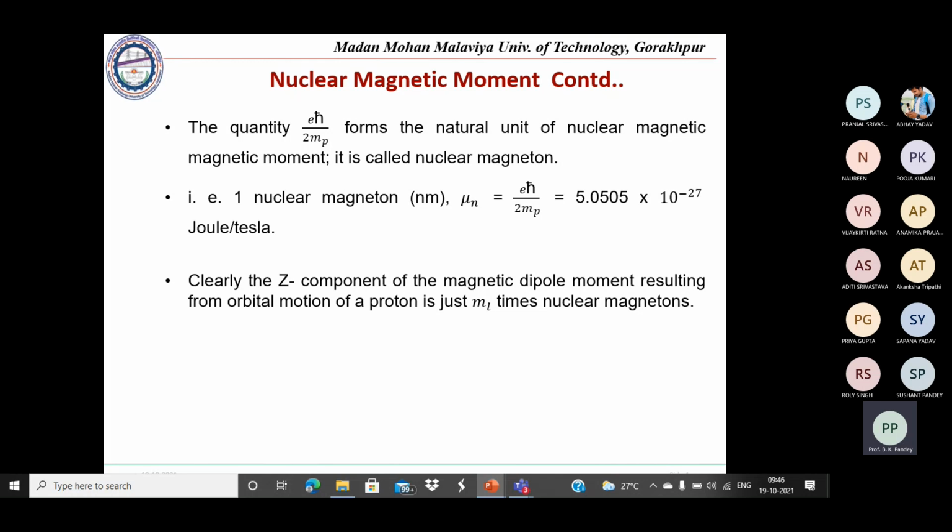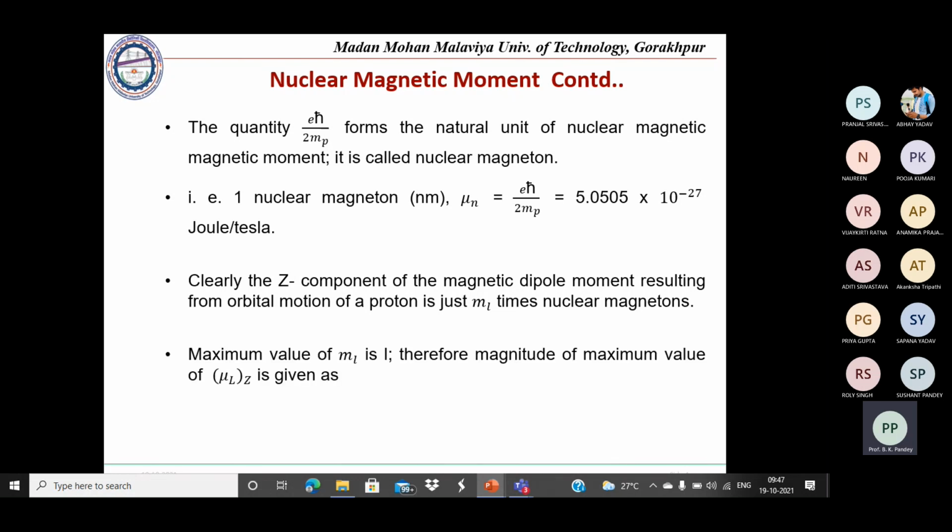Clearly, the Z component of the magnetic dipole moment resulting from the orbital motion of the proton is ml times the nuclear magneton, as we already have discussed in case of orbital motion of the electron, that the Z component value is given as the Bohr magneton multiplied by ml. There in the earlier case, what we were discussing in atomic physics, here we have the same situation, that is ml times the nuclear magneton. The same situation is prevailing here.